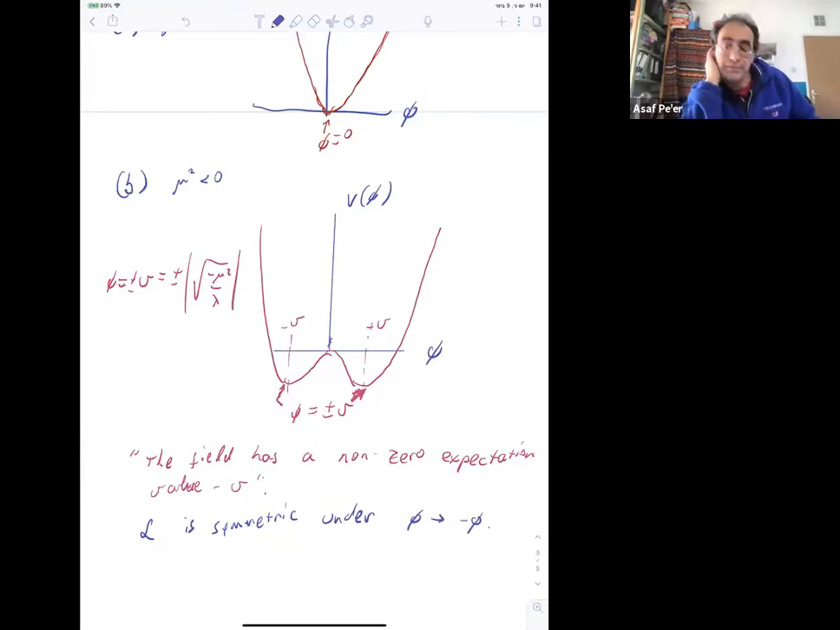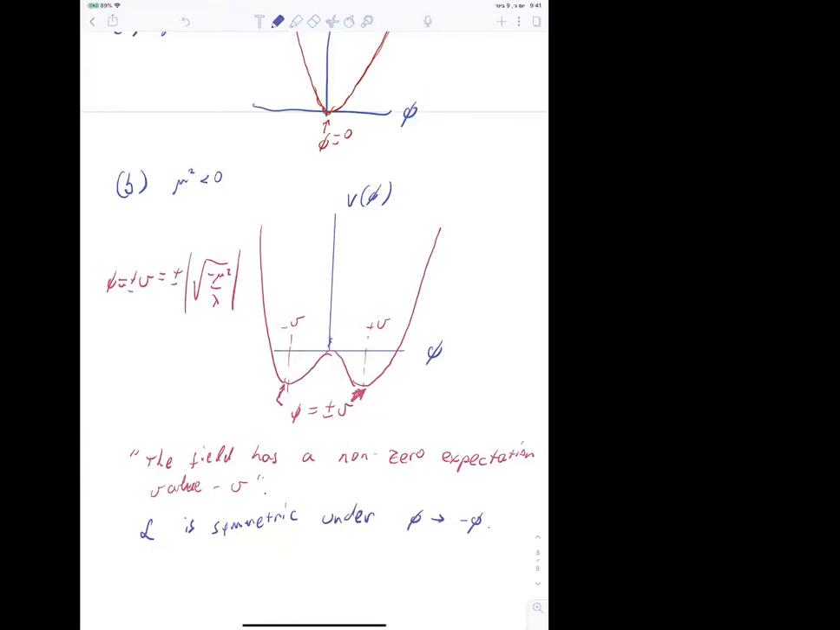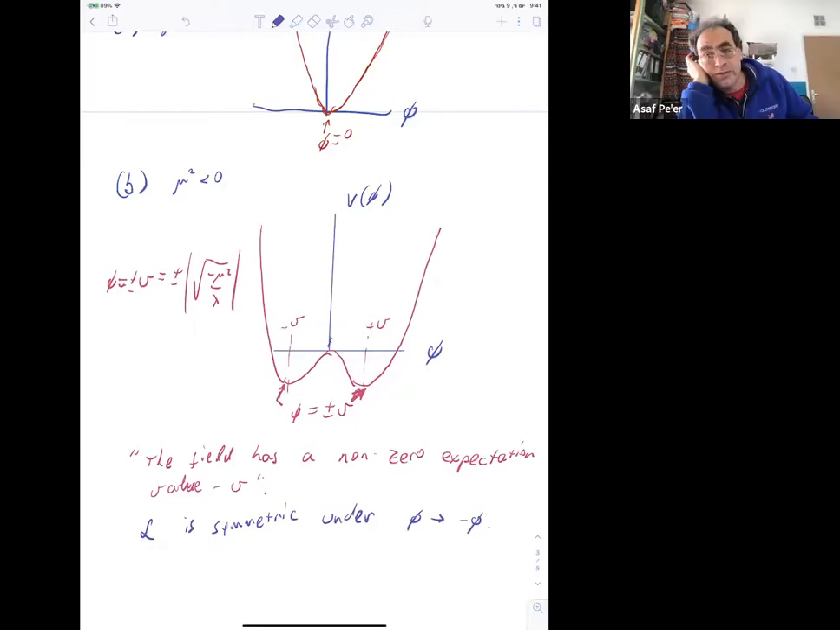Is there a simple example that doesn't require an imaginary mass? Wait. It's not a mass. Now we have to interpret this in a completely different way. We'll get to that.